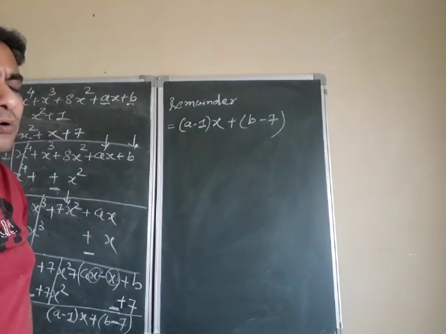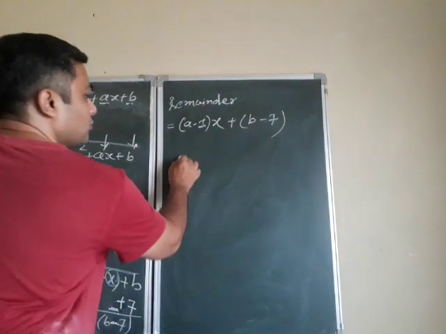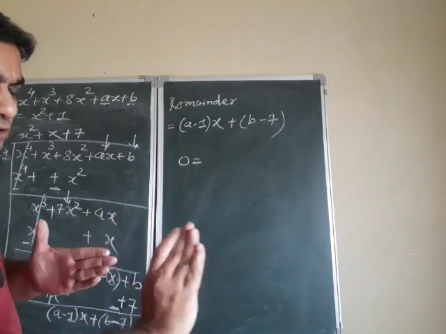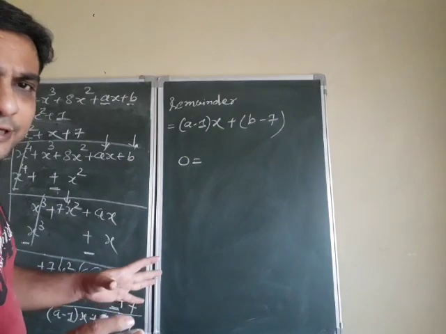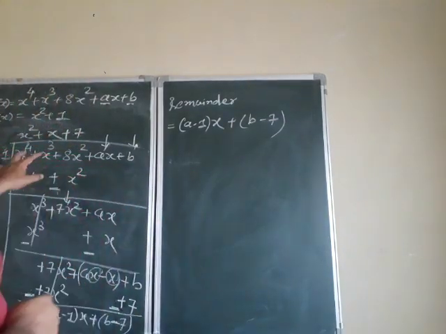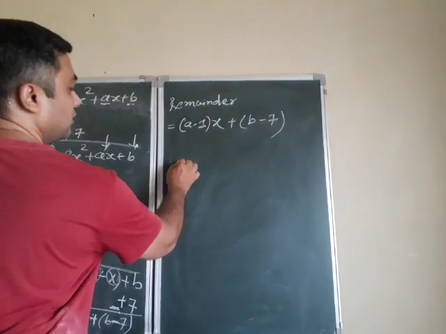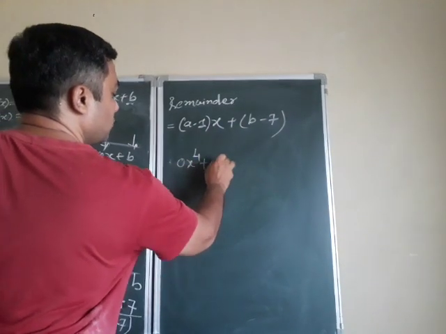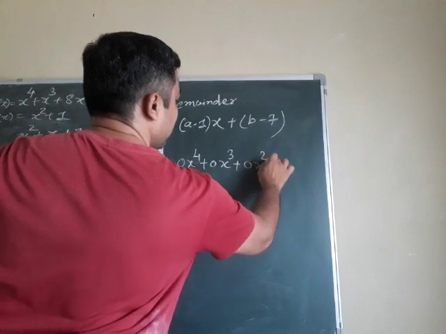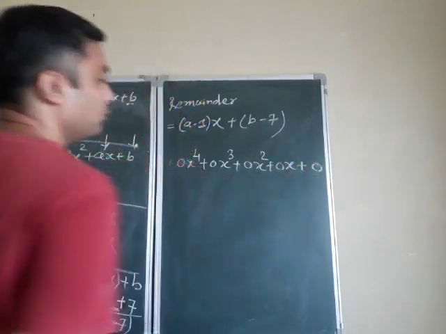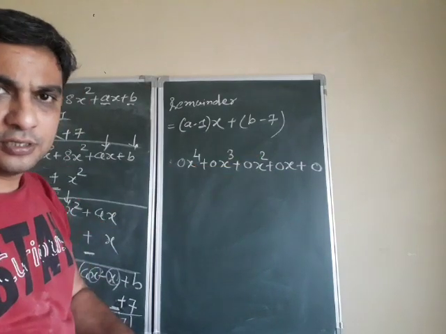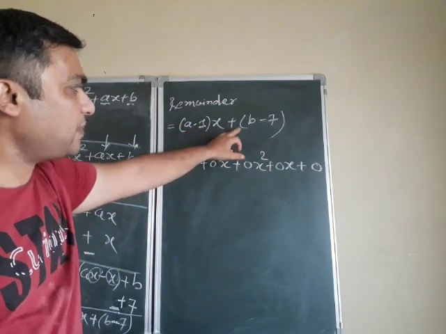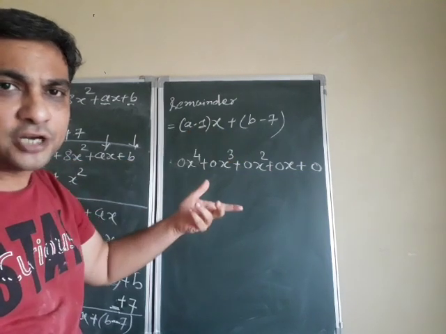What do you understand by remainder is 0? It means there are no terms of x square, no terms of x cube, no constant term, everything is 0. So remainder is 0. It means ultimately you are dividing this by a quadratic polynomial. Remainder 0 means 0x raised to 4, 0x cube, 0x square, 0x and 0. If I write the remainder 0 in terms of polynomials, because remainder is always expressed by polynomials, am I right? If it is not divisible.